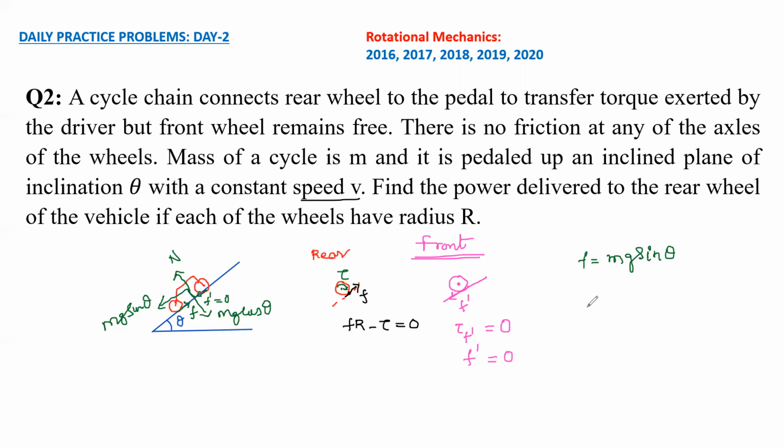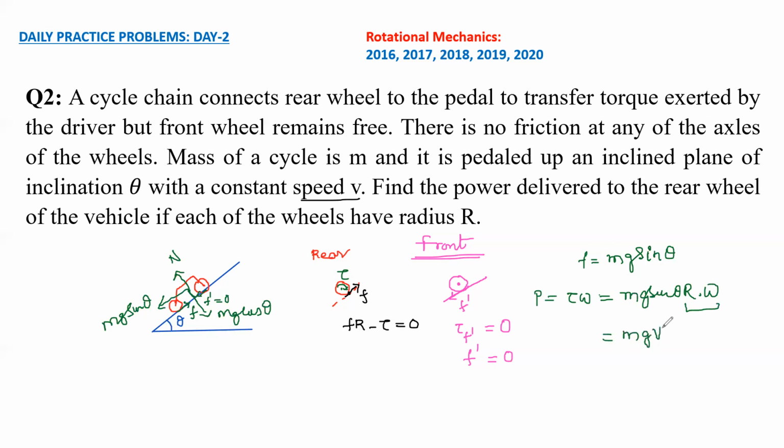And therefore, now the power delivered to the rear wheel of the vehicle, if each of the wheels have radius r. So what is this power delivered? So the torque we are providing into omega is nothing but the power we deliver to the rear wheel. Now torque is also the torque due to friction, which is mg sin theta into r and into omega. But again, r omega is nothing but speed v.